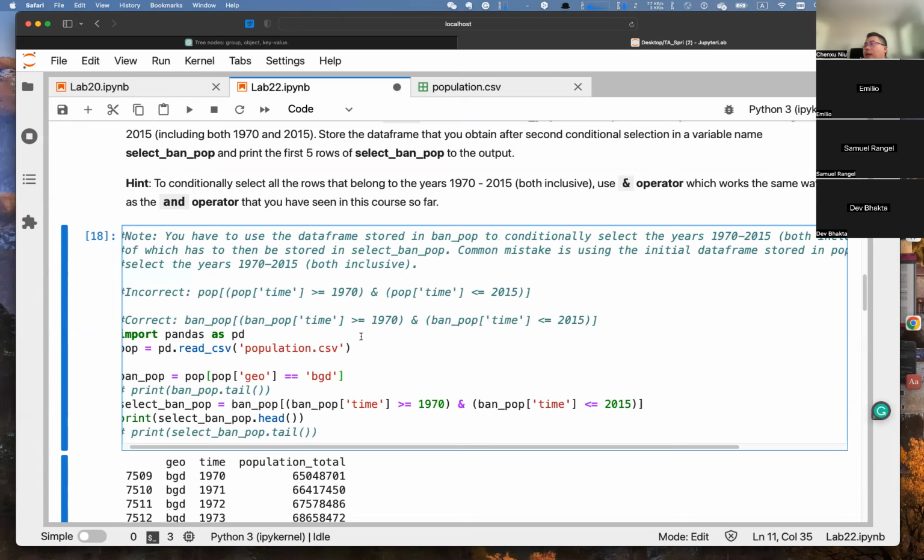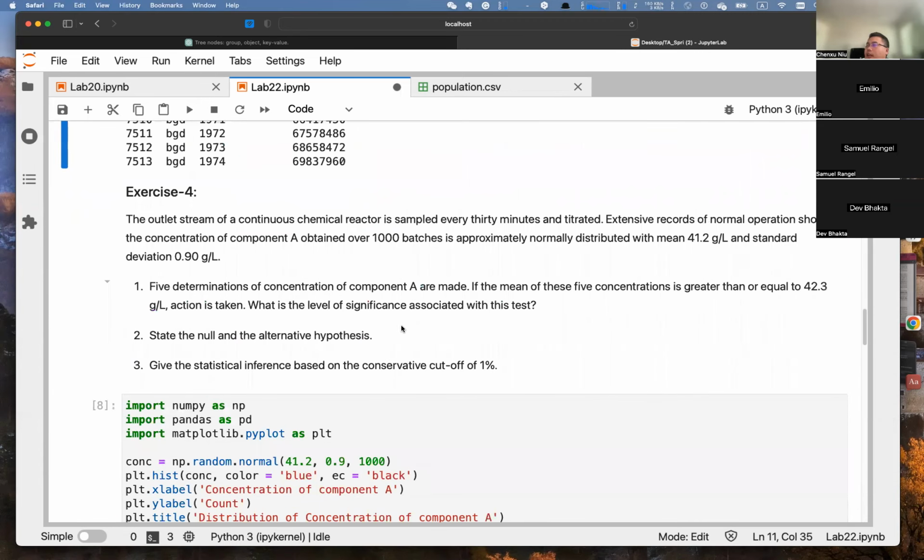Okay, next one is the last one, the fourth exercise about hypothesis testing. So in this exercise, I will show you how to do the hypothesis testing step by step. The first one here is about the chemical reactor, and the concentration is a normal distribution, obtained over 1,000 batches, and is normally distributed by the mean value and standard deviation. So you can construct a normal distribution based on the mean value, standard deviation, and then the batches. Okay, batch numbers.